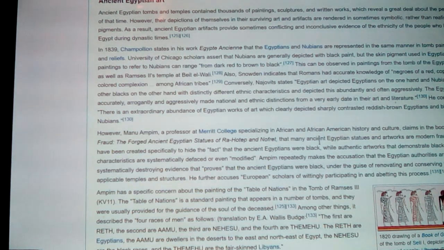The Egyptians accurately, arrogantly, and aggressively made a national and ethnic distinction from very early date in their art and literature. He continues, there is an extraordinary abundance of Egyptian works of art which clearly depicted sharply contrasted reddish-brown Egyptians and black Nubians, and with that phenotype too.